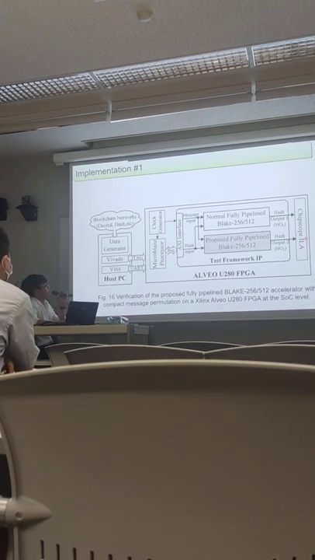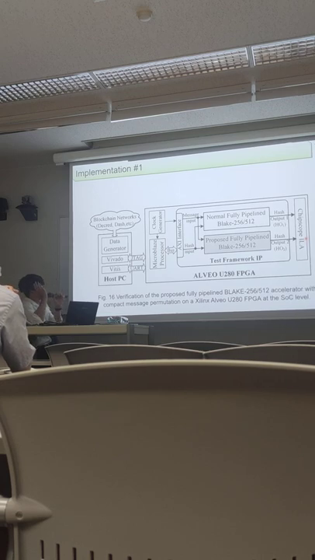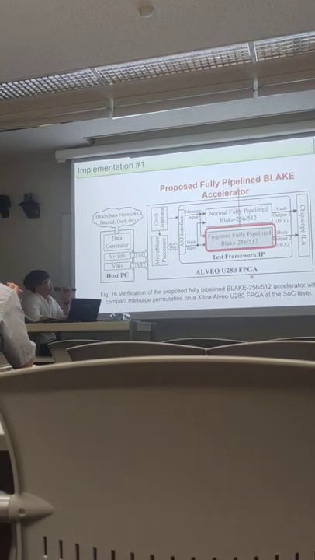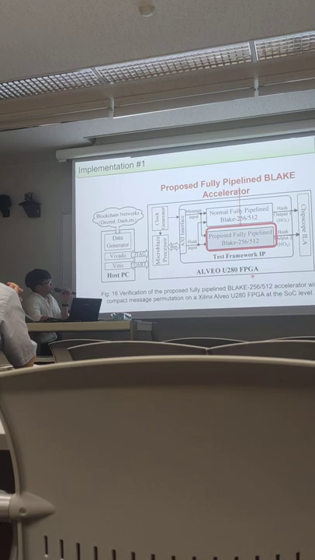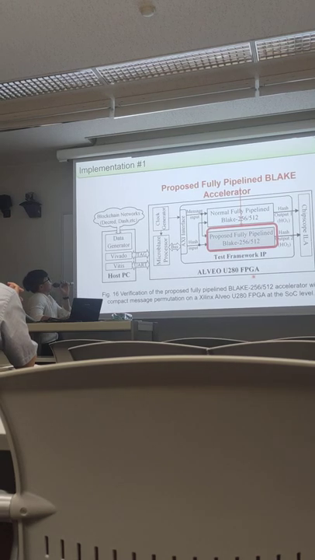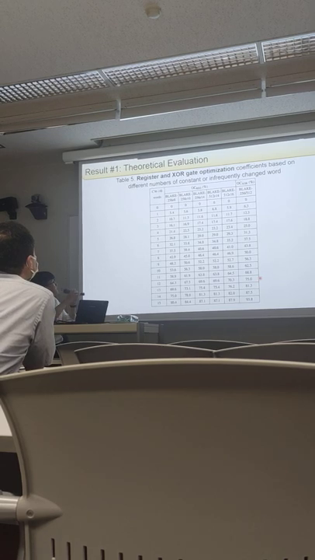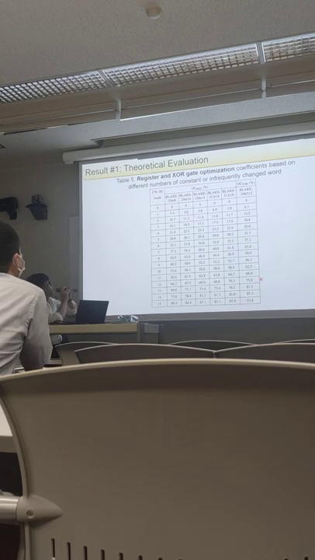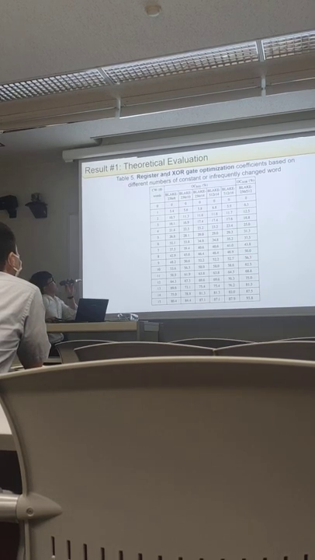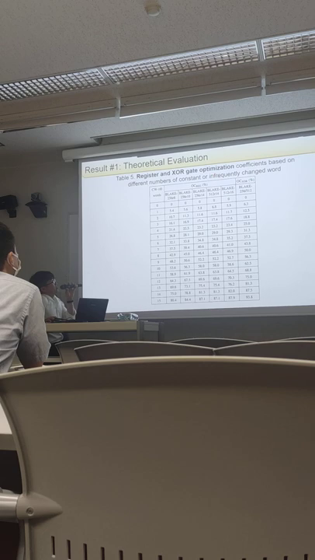To demonstrate the accuracy of our accelerator, we will implement it on a real FPGA. This is our proposed accelerator. So it's not a very important part, so let's go to the next part, to evaluate it. As I mentioned, idea one is not the main one; idea two and idea three are the main ideas. This is the reason that for result one, I will evaluate just the register and SHA gate optimization, only in the theoretical evaluation.